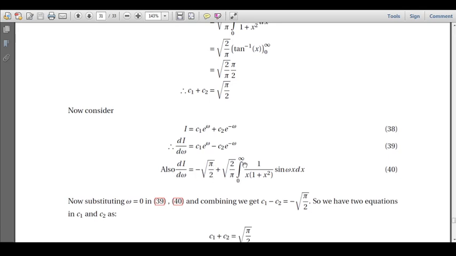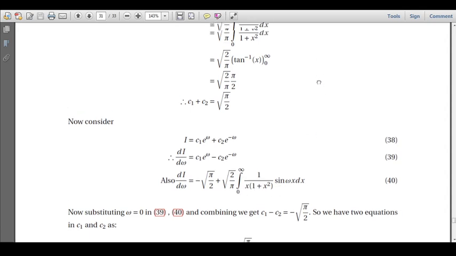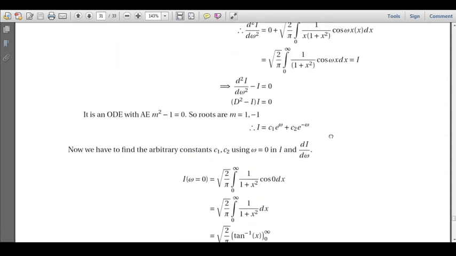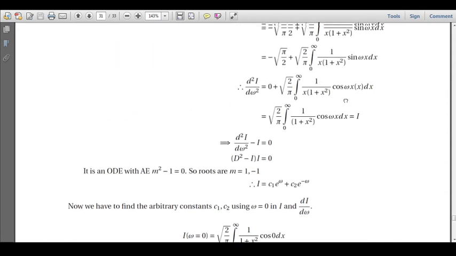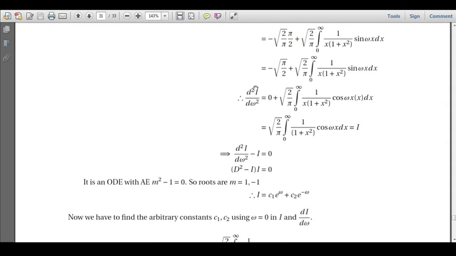Again dI by d omega is equal to minus of root of pi by 2 plus root of 2 by pi into integral 0 to infinity 1 by x into 1 plus x square sin omega x dx. This is an intermediate step. I will show that step. In the previous page we have derived this. This step is dI by d omega. It contains sine term, integral and this constant. When omega is equal to 0, this integral goes to 0. We got minus root of pi by 2.